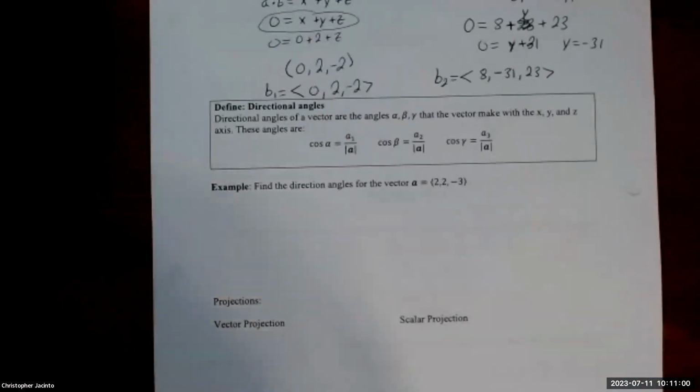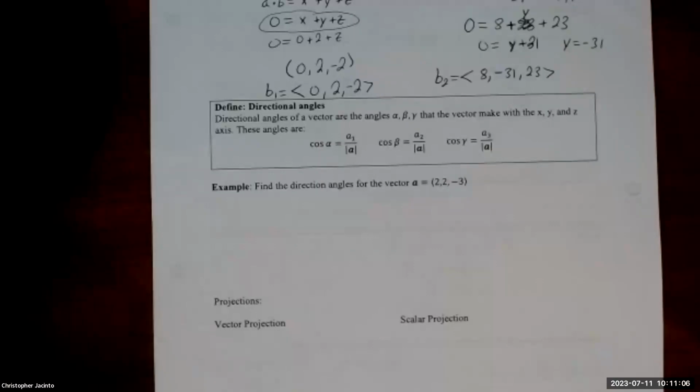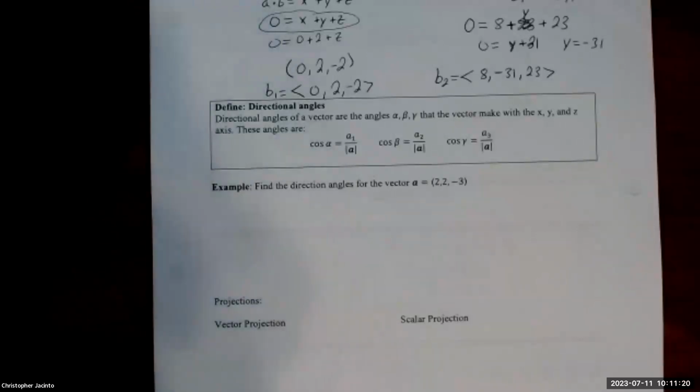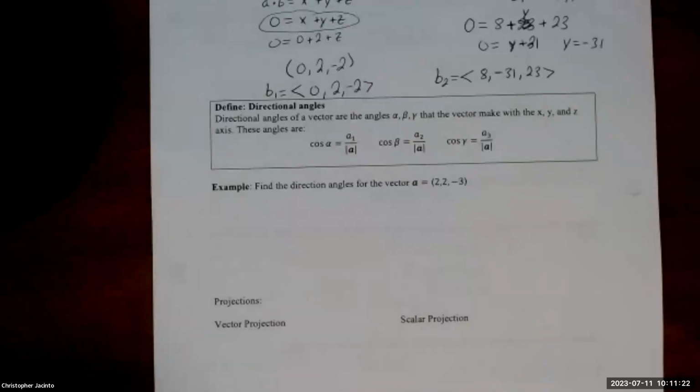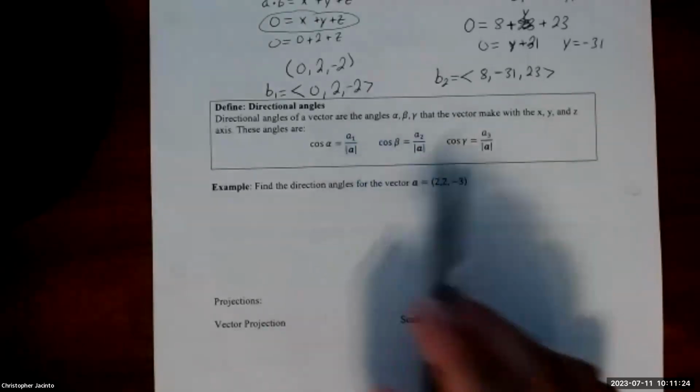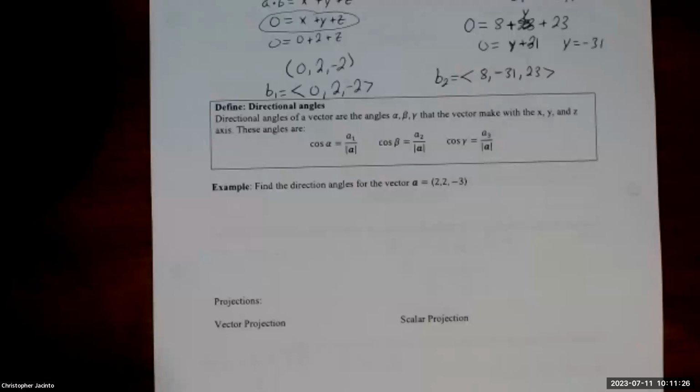So, almost the last part. We're almost finished. Don't worry. The last part of this is called the directional angles. The directional angles of a vector are the angles alpha, beta, and gamma that the vector makes with the x, y, z axes in 3 dimensions. These angles are given by cosine theta equals the component a1 over the length of a, and vice versa. It's pretty straightforward. That tells you the angle at which the vector is going for every single one.